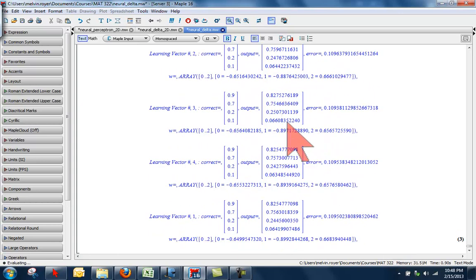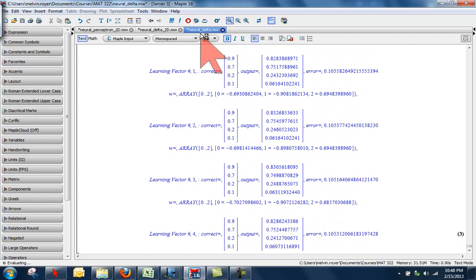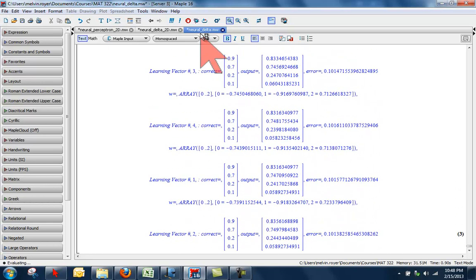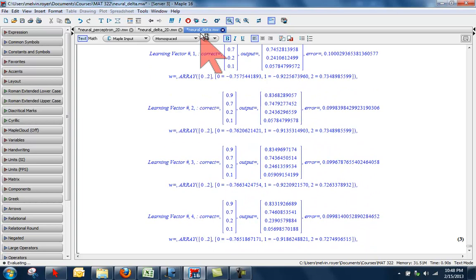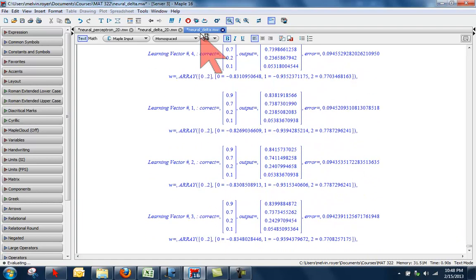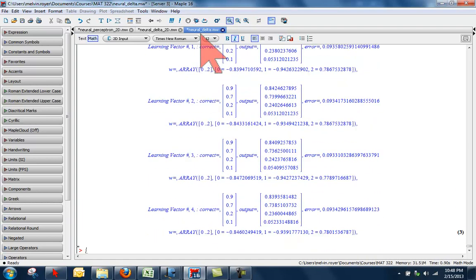By the way, if you ever need to break Maple out of a computation, up here this stop sign symbol with a hand in it, if I click that, it breaks out of the computation. I'll let it run here for a little longer. This is 200 loops, and there are 4 vectors. So we're running a vector through 800 times total, and we've managed to get the error down to 0.093, which is pretty decent.